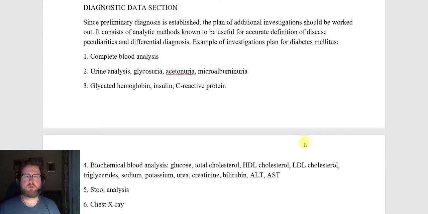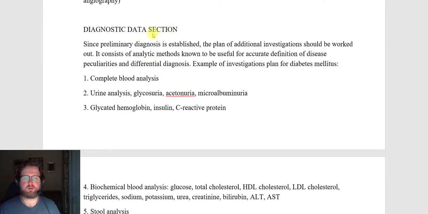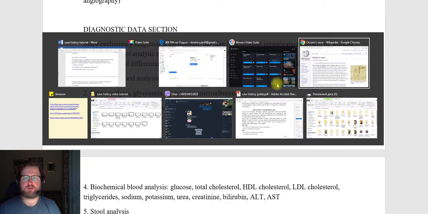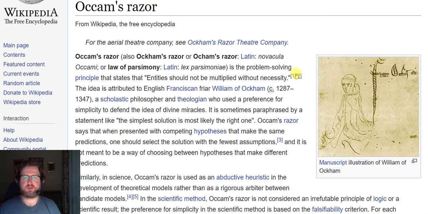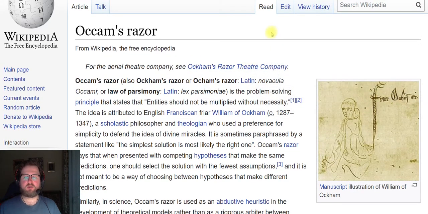Okay, now that we've reached the diagnostic data section of our case history, we have to answer ourselves what diagnostic methods we should choose among this very wide probability of methods available. Well, before answering that, I want you to be aware of this specific methodological principle in logics and philosophy, which you might know. It's called the Occam's razor.